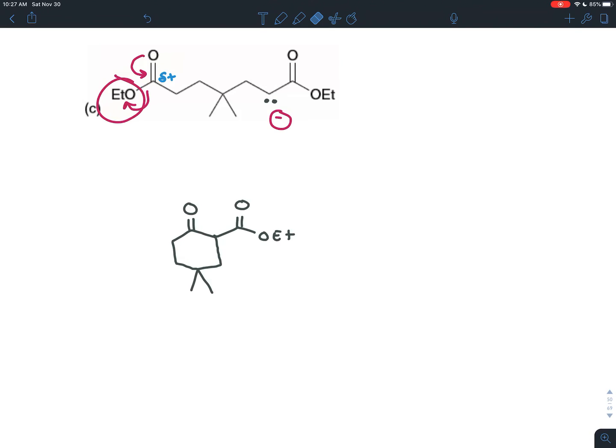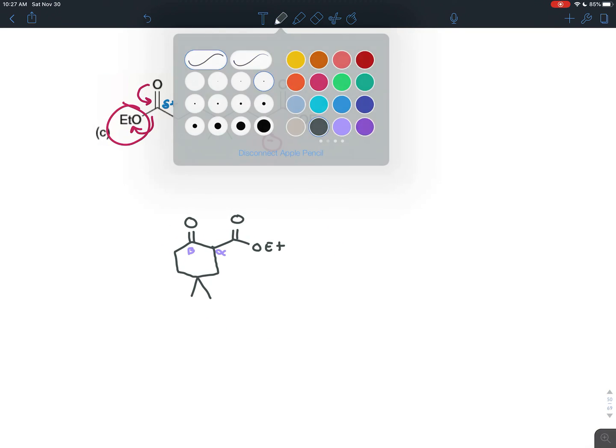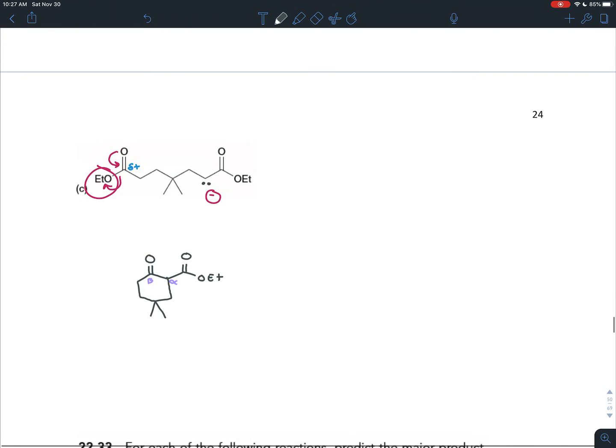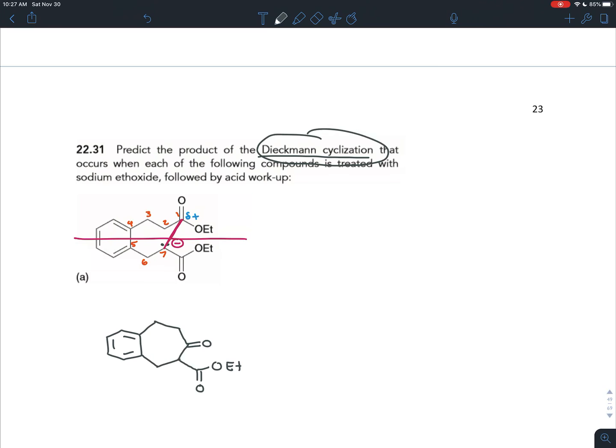Now, we can always check, because we know that whenever you do a Claisen condensation, you should have a beta keto ester. Well, we definitely have the ester, the carbonyl carbon. Next to that is the alpha carbon, and one more is the beta carbon. So in the beta position, you have a ketone, so this is indeed a beta keto ester. This is the product you'd get when you did this intramolecular Claisen condensation, also known as a Dieckmann cyclization.